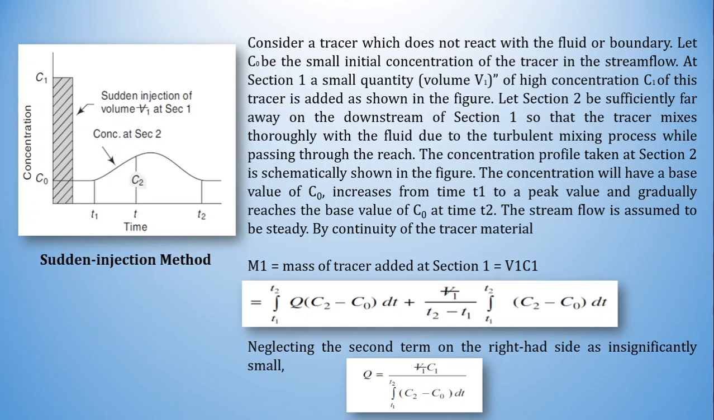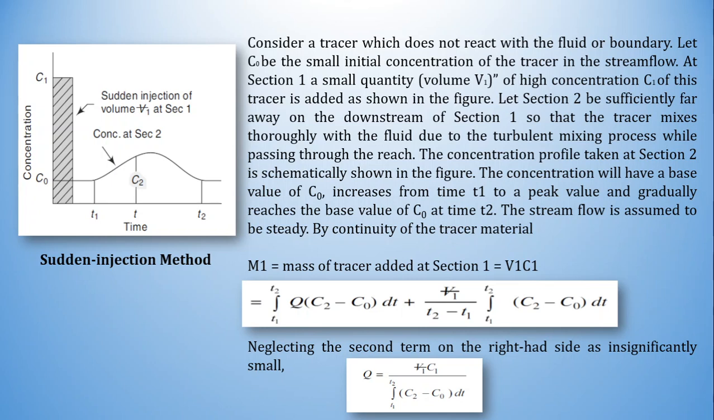The concentration will have a base value of C0, increases from time t1 to a peak value and gradually reaches the base value of C0 at time t2. The stream flow is assumed to be steady. By continuity of the tracer material, M1 is equal to the mass of the tracer added at section 1, which is equal to V1 into C1, where V1 is the volume and C1 is the initial concentration.